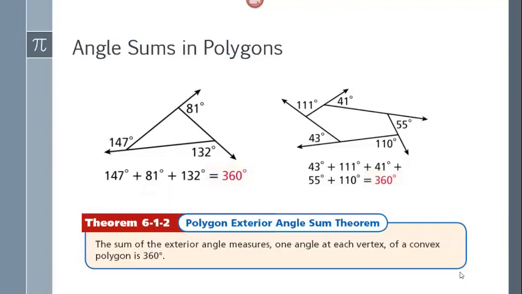Okay, so we'll spend some time tomorrow practicing with these two formulas and with some of the concepts that you learned here tonight. I'll see you in class.